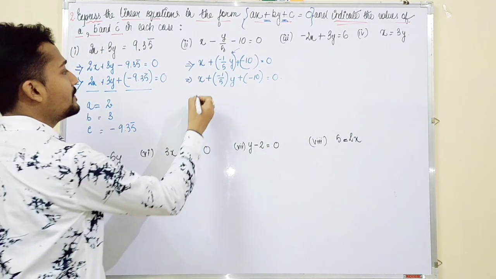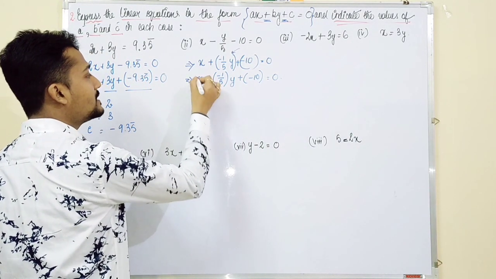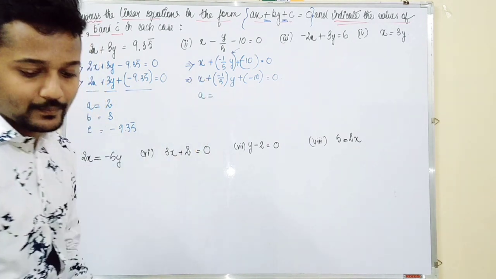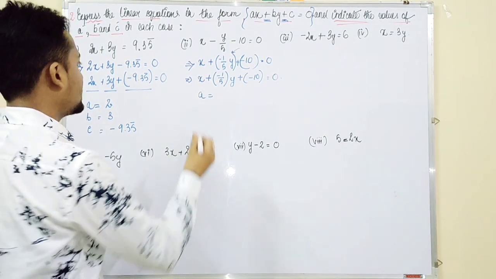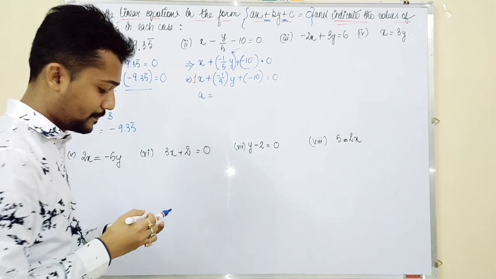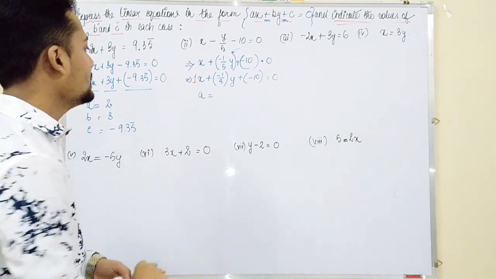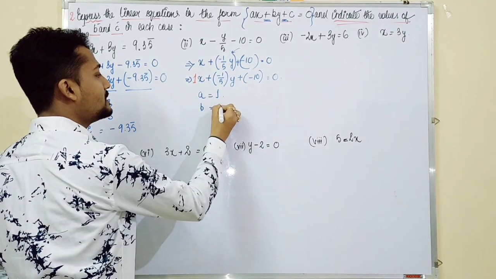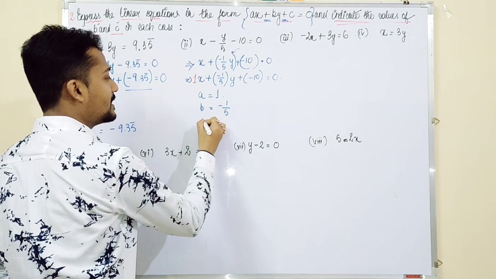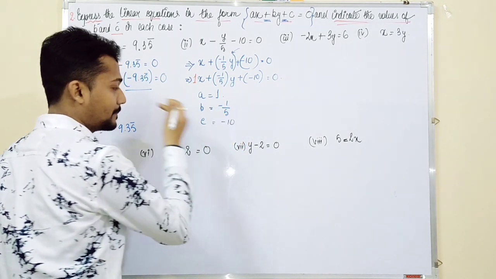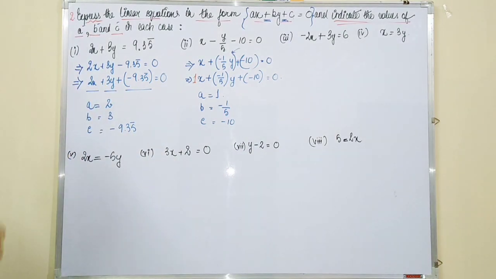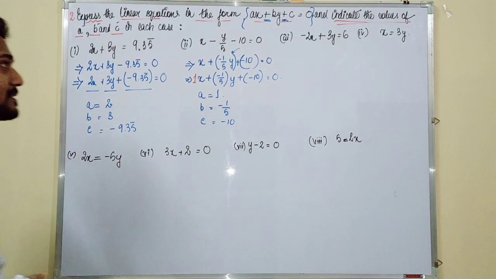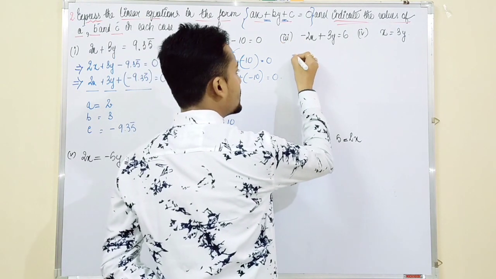Now see what is the value of a? If nothing is there, that means there is 1, yes or no? a is equal to 1, b is equal to minus 1 by 5 and c is equal to minus 10. Isn't it very easy? Yes. Now let us move on to the next question.